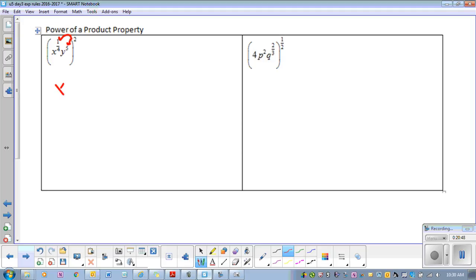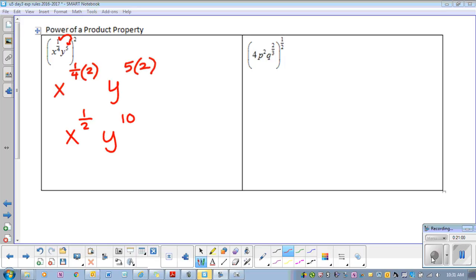So x to the 1/4, I have to multiply them, right? Times 2. And then y to the 5th times 2. So 1/4 times 2 gives me 1/2, so x to the 1/2. 5 times 2 gives me 10, so y to the 10th. Yes? All right. Let's try the next one.